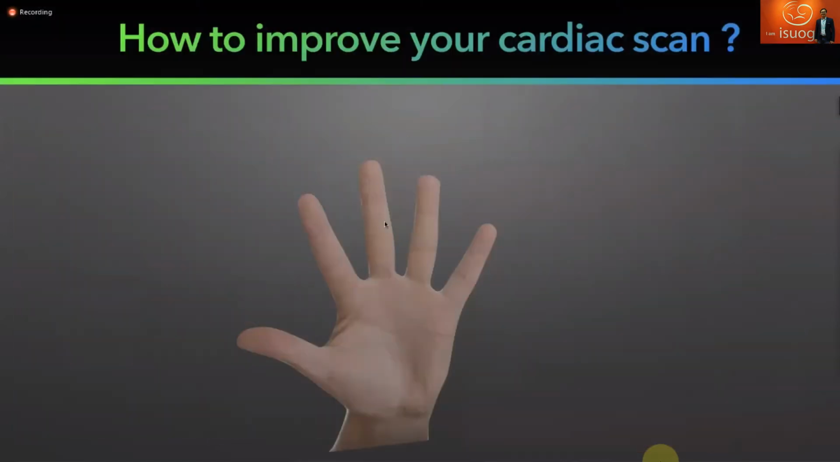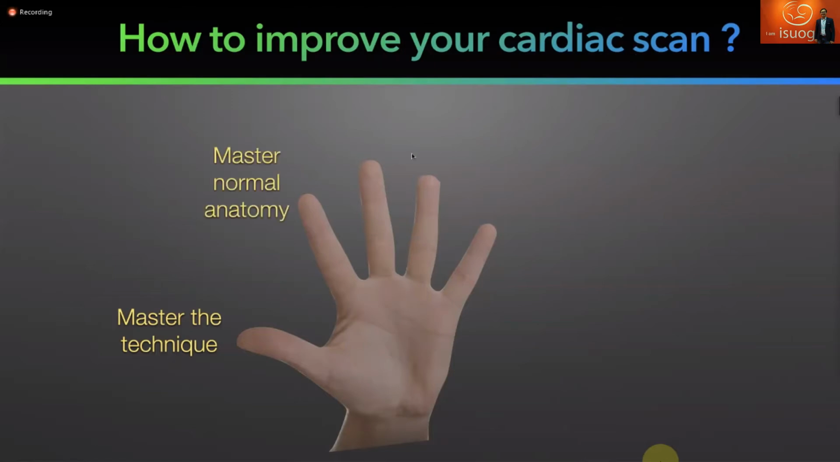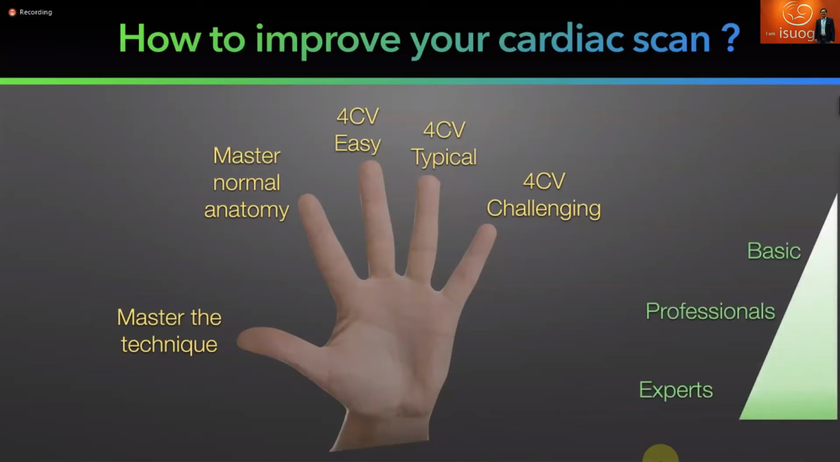Today, I will be focusing on 5 aspects to improve cardiac screening. The first one is I will show you how to master the technique very shortly, because this is for me the prerequisite, the first condition, to improve your image quality and to make the diagnosis. And the second is how to master the normal anatomy. Then I will show you examples of 4-chamber views that are easily detectable, for the beginners, and 4-chamber views which are typical, where I think the professional will make the diagnosis. And the third group, you can call it challenging, you can call it expert level, and you will see some aspects of this.